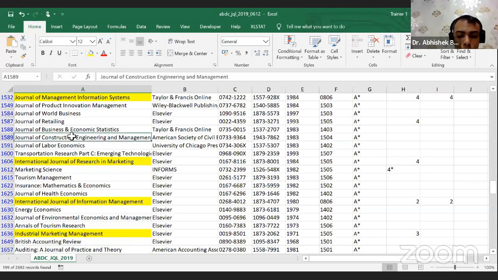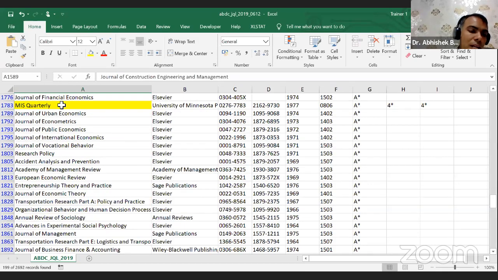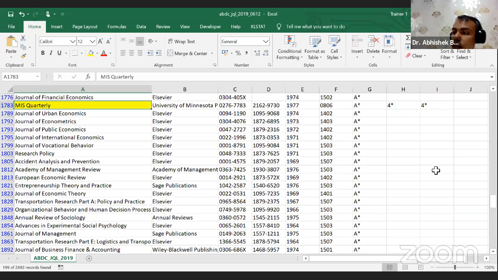And I was mentioning MIS Quarterly. MIS Quarterly is also an ABS 4-star journal, which you should refer to if you are working in that area. For example, look at this. MIS Quarterly is an ABS 4-star journal, and the paper which I was mentioning is also published in MIS Quarterly.